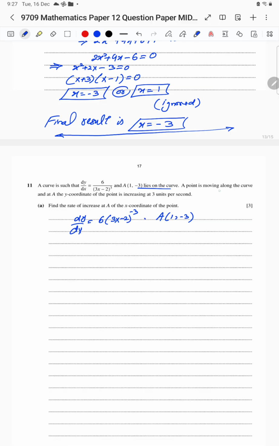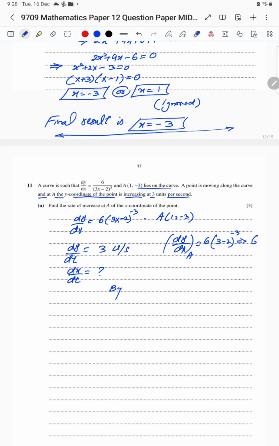A point is moving along the curve A, and at A the y coordinates of the point is increasing at this rate. So it means increasing rate dy by dt is given to be 3 unit per second, and we have to find the rate at which the x coordinate point dx by dt increases. We have to calculate. So first find dy by dx at point A. 6 into x is 1, so 3 minus 2 power minus 3, so it will be 6.